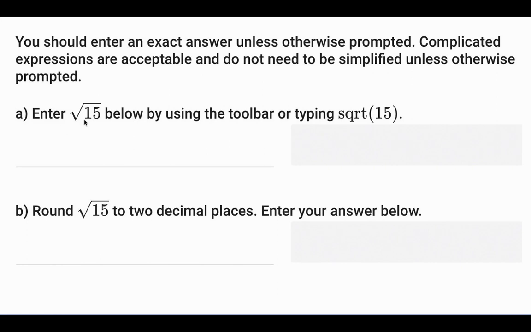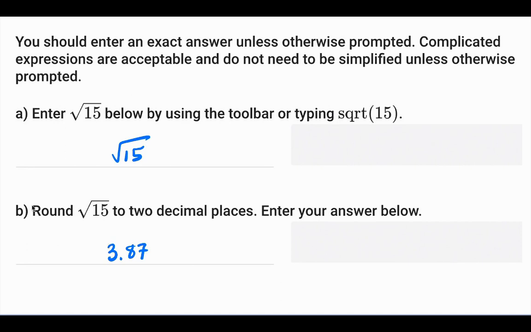So if you put square root of 15 and you typed it into your calculator, you're going to get this long decimal. So to get an exact answer, if they say an exact answer, then this is how you would write it: square root 15, or there's a toolbar where you could just type in square root of 15. That's the exact answer. We can't simplify that. If it says round to two decimal places, then we can put it in a calculator and get square root of 15, and that equals 3.87 when it's rounded to two decimal places.